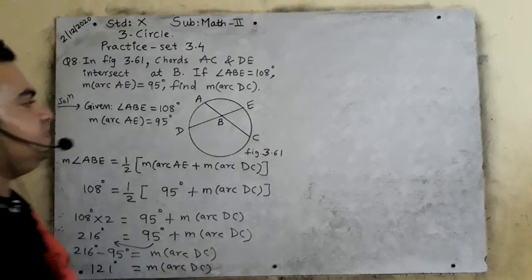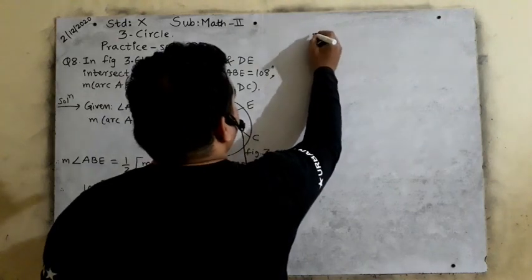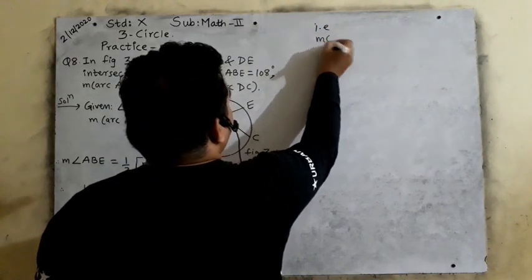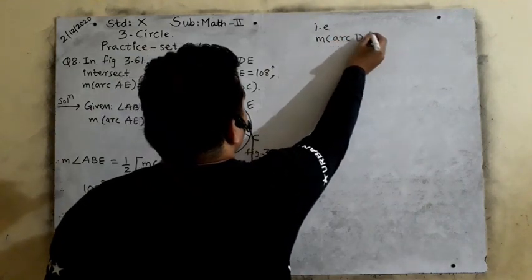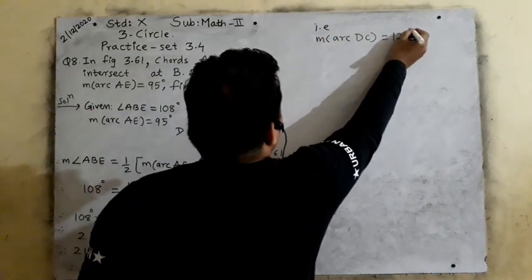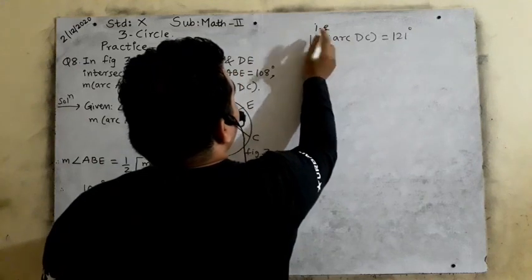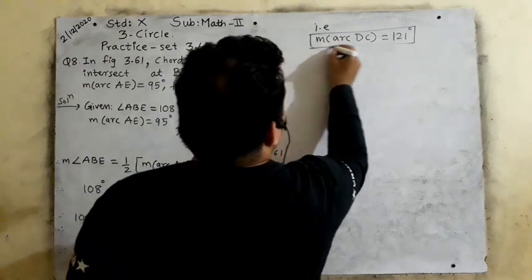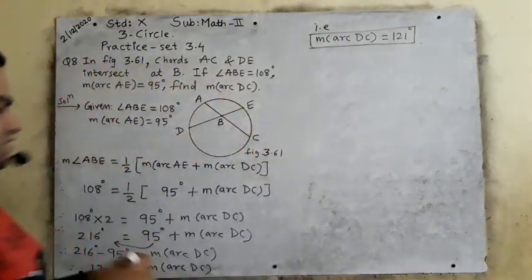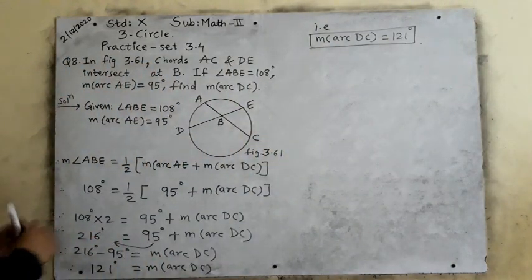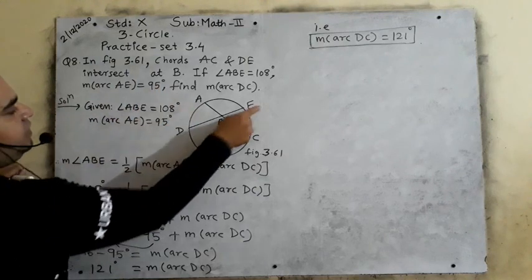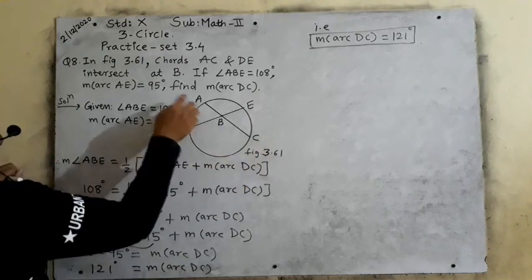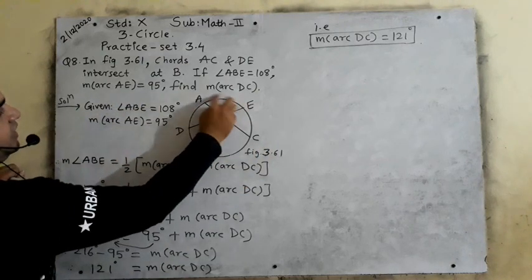Therefore 121 degrees is equal to major arc DC. We can say that major arc DC is equal to 121 degrees. I hope you understood. It is very easy to solve. Again I am saying, in this question what is given? Angle ABE. We are talking about this, so we will focus on AE and DC. And AE is given as 95 degrees.